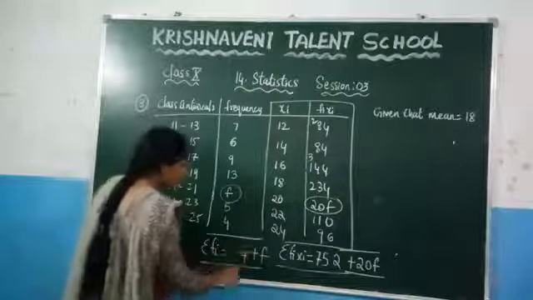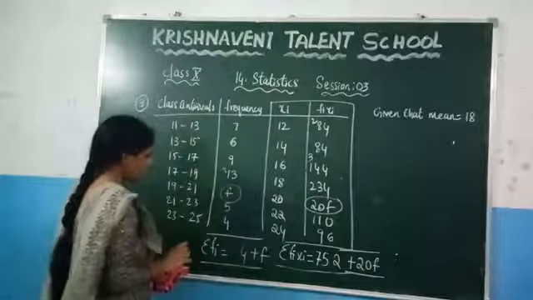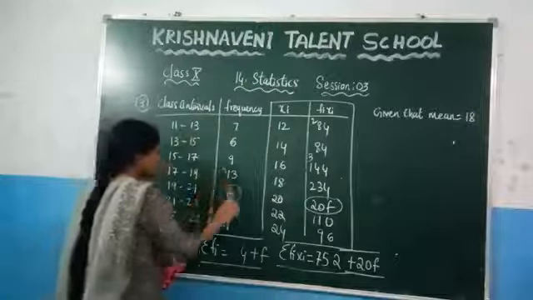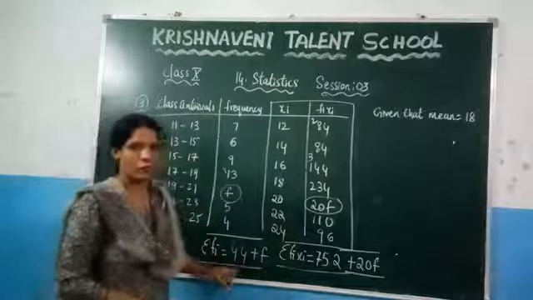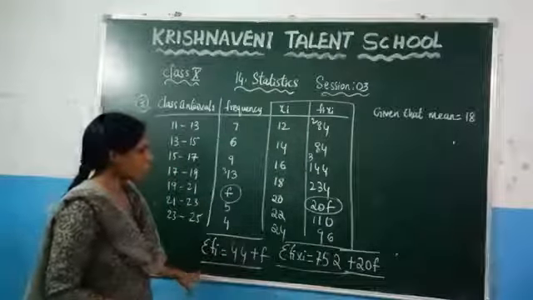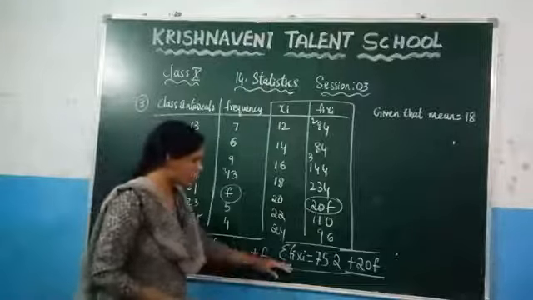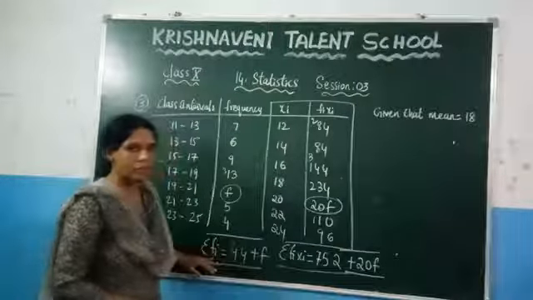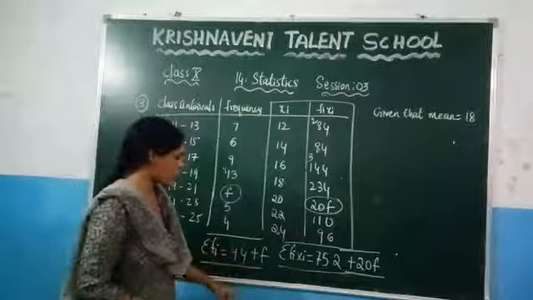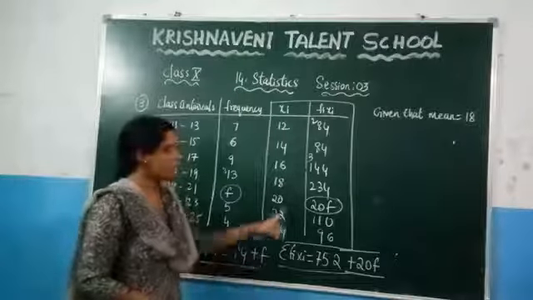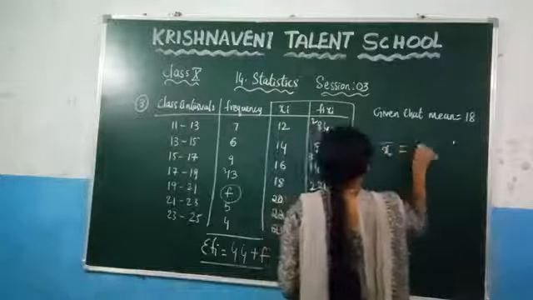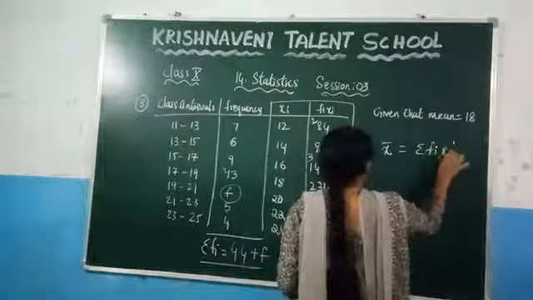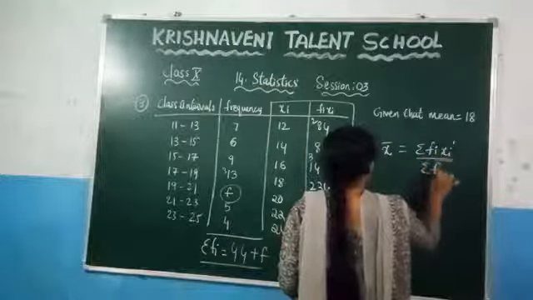So you will get 4 here and 3 here, right? And what is the value of 3 plus 1, which is 4. So after adding all these values, you will get 44 plus f. Now you can substitute: you got the value of sigma fi xi and the value of sigma fi. Now based on these values, you can find the value of f by using the formula, which is the direct method, which gives you x bar is equal to sigma fi xi by sigma fi.